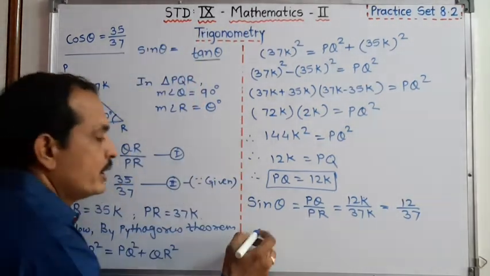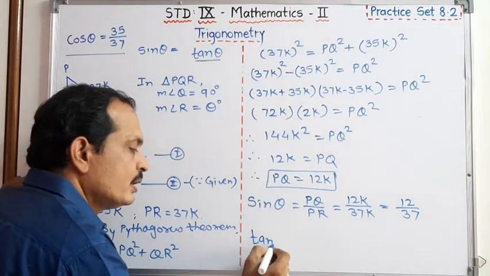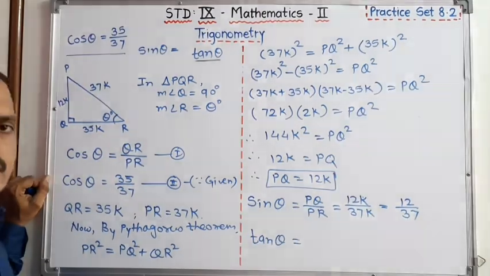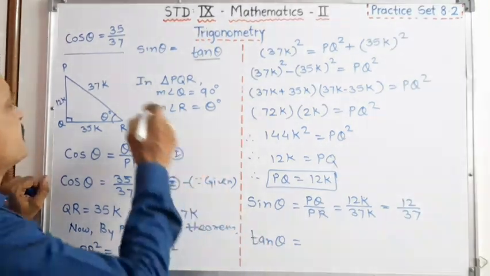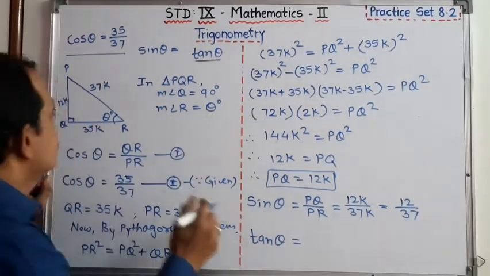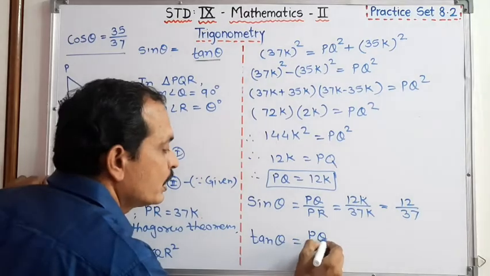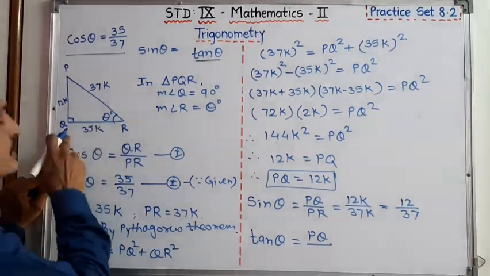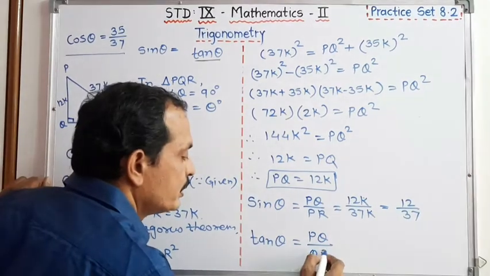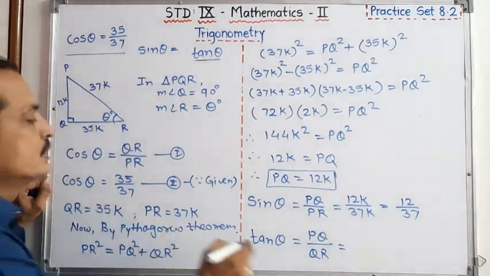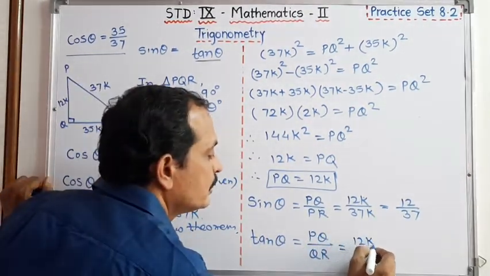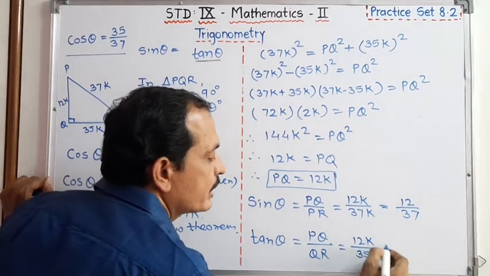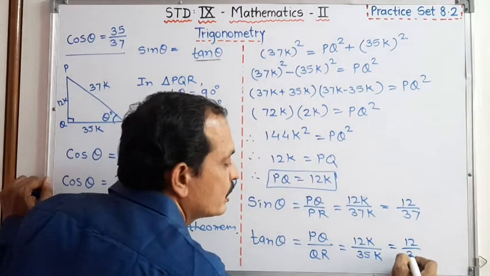Now we have to find out tan theta. Now tan theta means opposite side upon adjacent side. Opposite side is PQ upon adjacent side, that is QR. Now PQ is 12K upon QR is 35K. K K get cancelled, it is 12 upon 35.